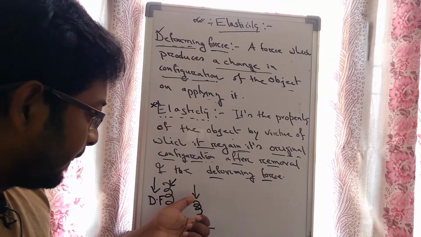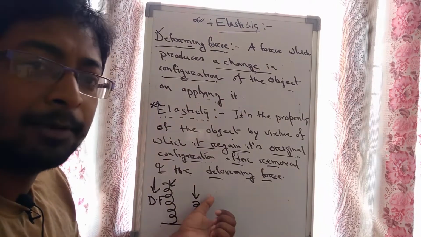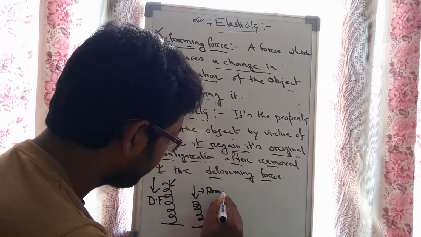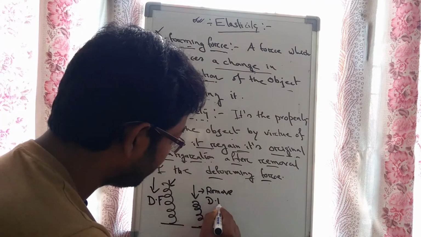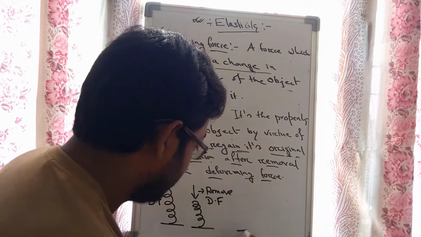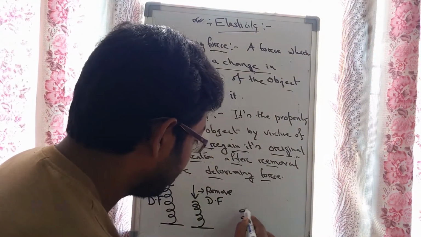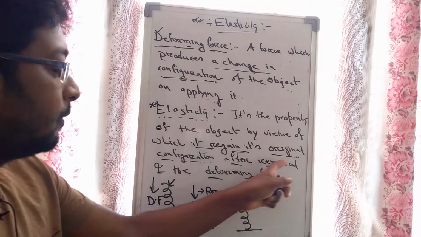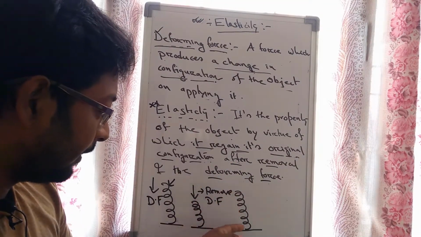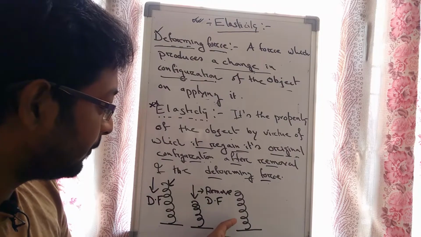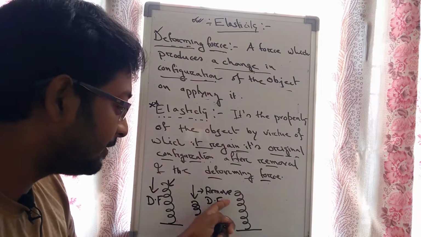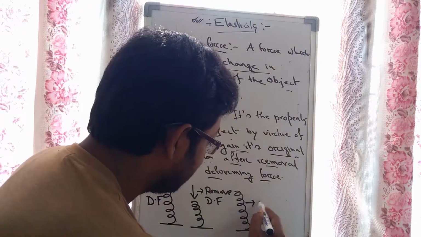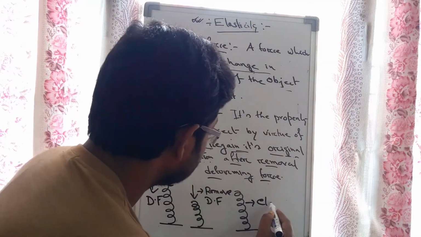Now, in the next case, if I remove this deforming force, what do I observe? I observe that the spring again regains its original configuration. So after removal of the deforming force, if the spring again regains its original configuration, then we can say this is elasticity.